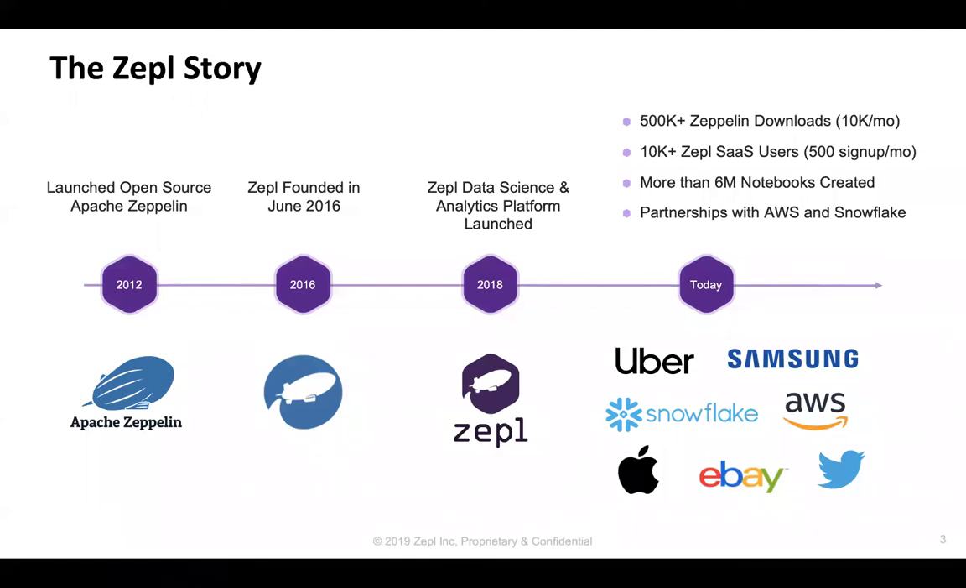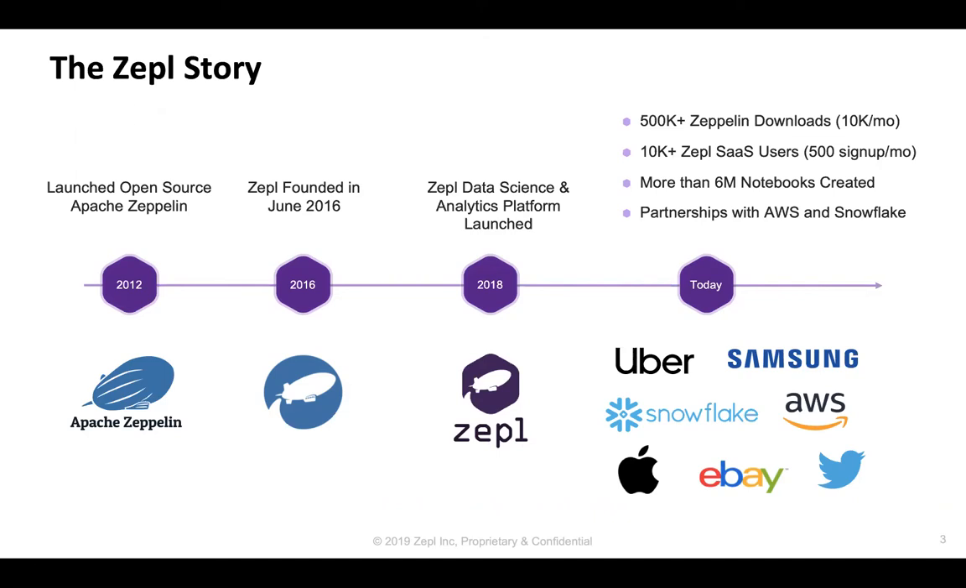A little bit about Zepl. We have our roots in open source. In 2012, our co-founder, Moon-Soo Lee, created the Apache Zeppelin open source data science notebook. It's been a runaway success. We've had over 500,000 users sign up to use Apache Zeppelin from companies such as Apple, eBay, and Twitter, who are using it every day to solve their hardest problems.